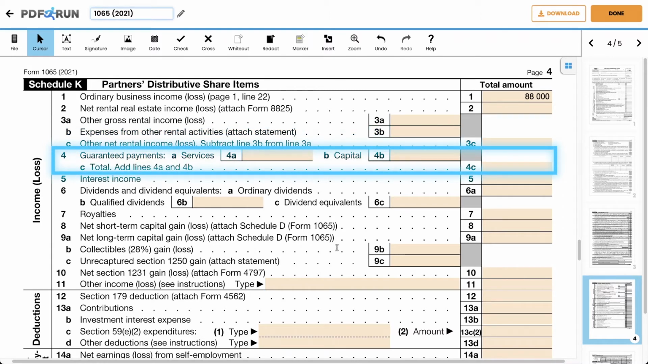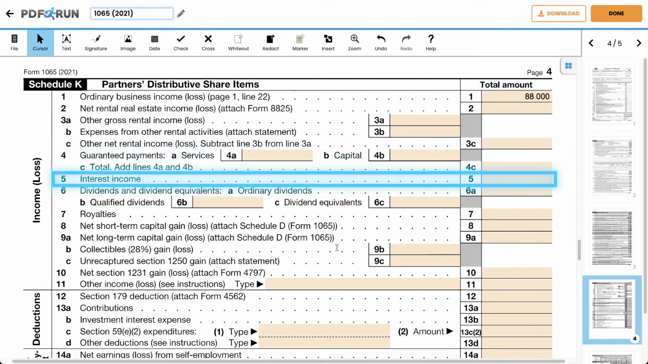Line 4. Enter the following amounts of guaranteed payments. Line 4A. Services. Line 4B. Capital. Line 4C. Add lines 4A and 4B and enter the sum. Line 5. Enter the amount of interest income.